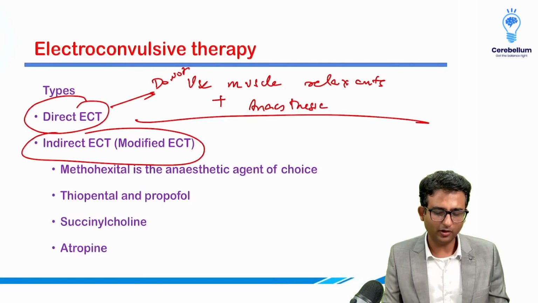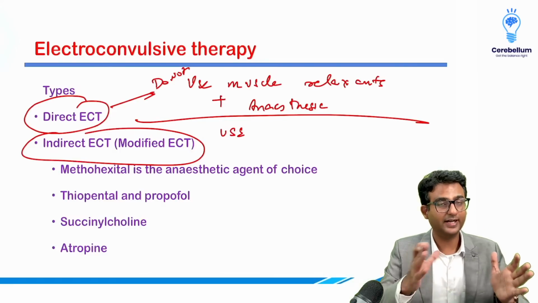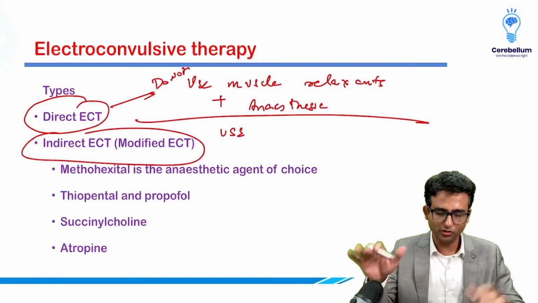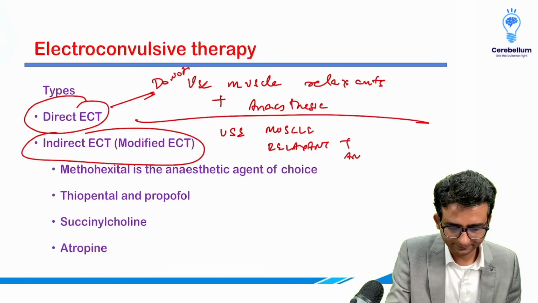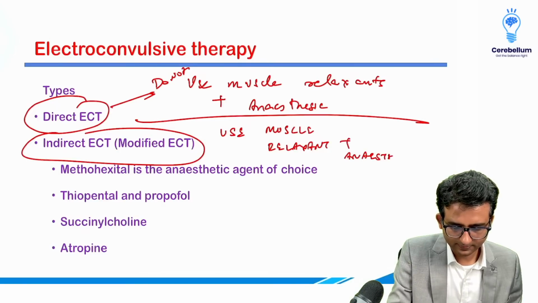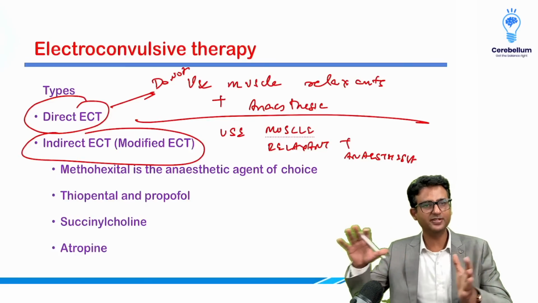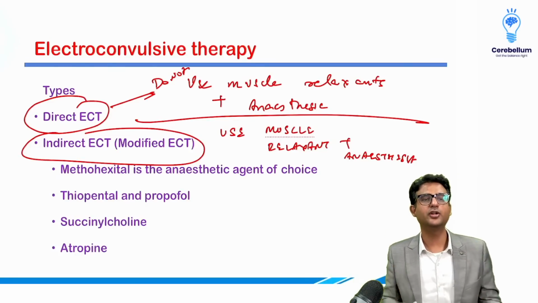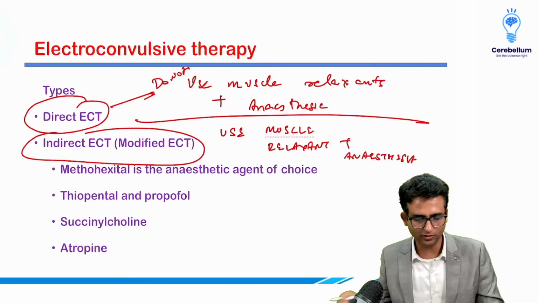In direct ECT we do not use them; in indirect ECT we use muscle relaxant plus anesthesia. Let me repeat it. When you give direct ECT, neither do you give muscle relaxants nor anesthesia. When you give indirect ECT, you give muscle relaxant also and anesthesia also.